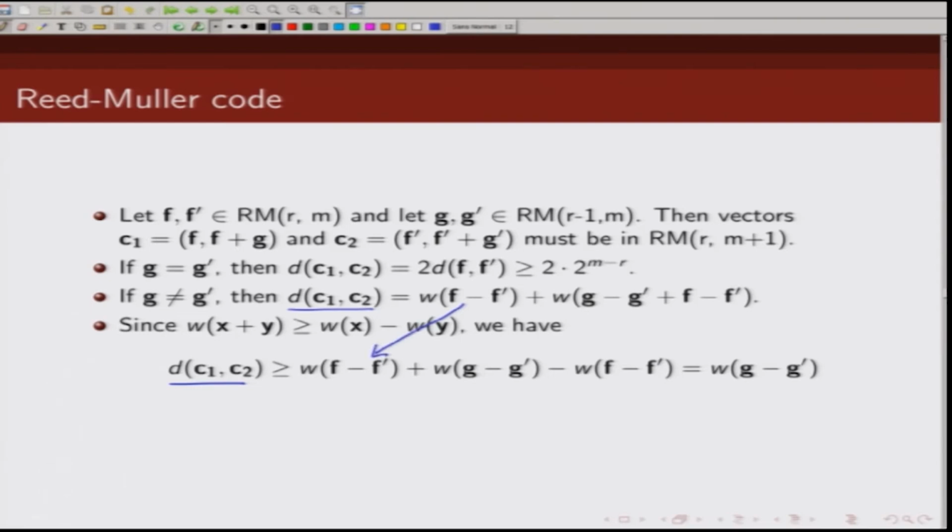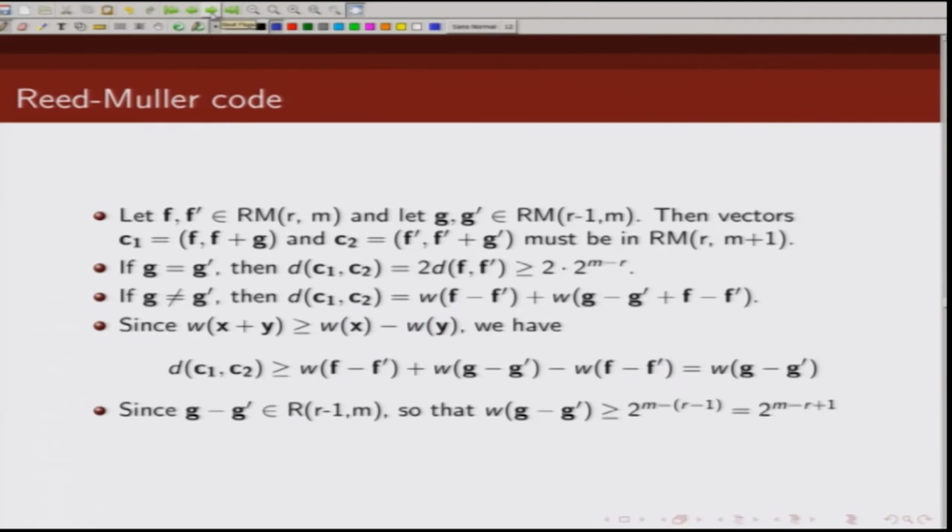and what did I do? This was weight of x, this was x, this was y, this I can write as greater than or equal to weight of x minus weight of y. So, this weight of x is this term minus weight of y, which is this term, fine. So, now this cancels out, what I get is weight of g minus g hat.